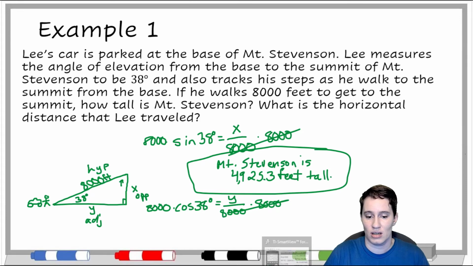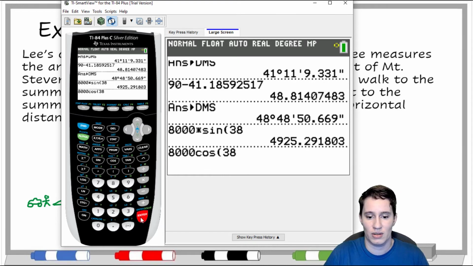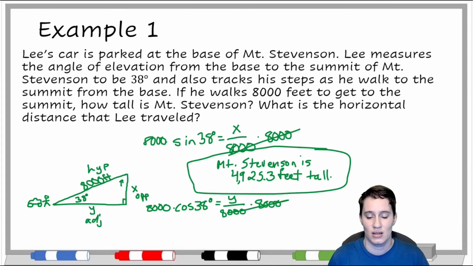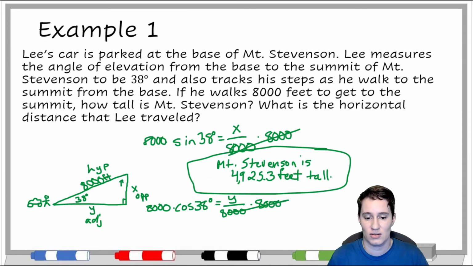So let's grab our calculator. 8,000 cosine 38. And I could have actually scrolled up and grabbed that and just changed sine to cosine, but we could argue about which way would be faster to get it. 6304.1. Whoa, I already forgot it. 6304.1 feet. And this was the horizontal distance.